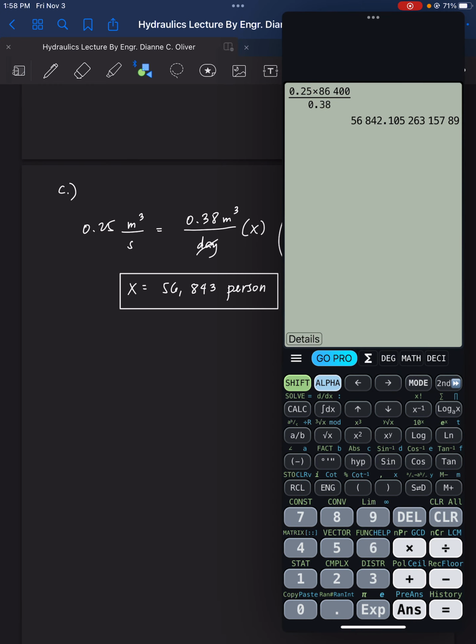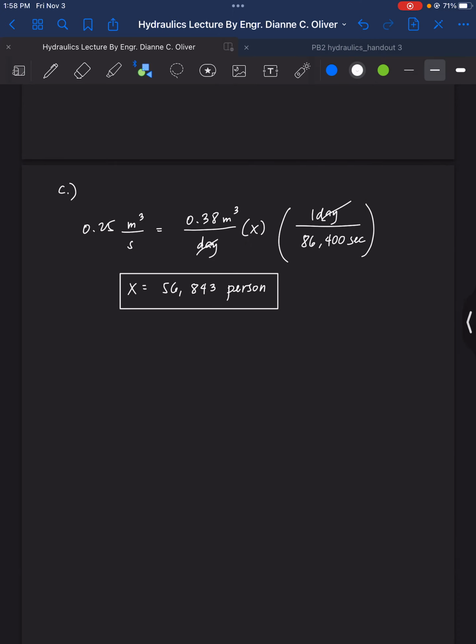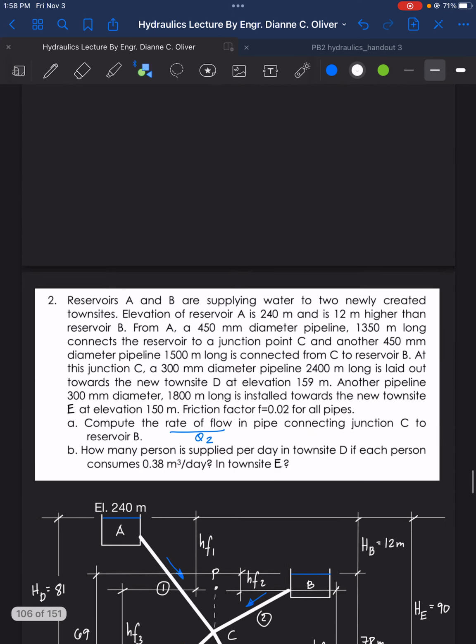So why 843? Because there's no 0.1 person. So we will round it up into the whole number. So that 0.1 person becomes 1 person. Therefore, 56,842 plus 1. So we have 56,843 persons. So that's for example number 2.